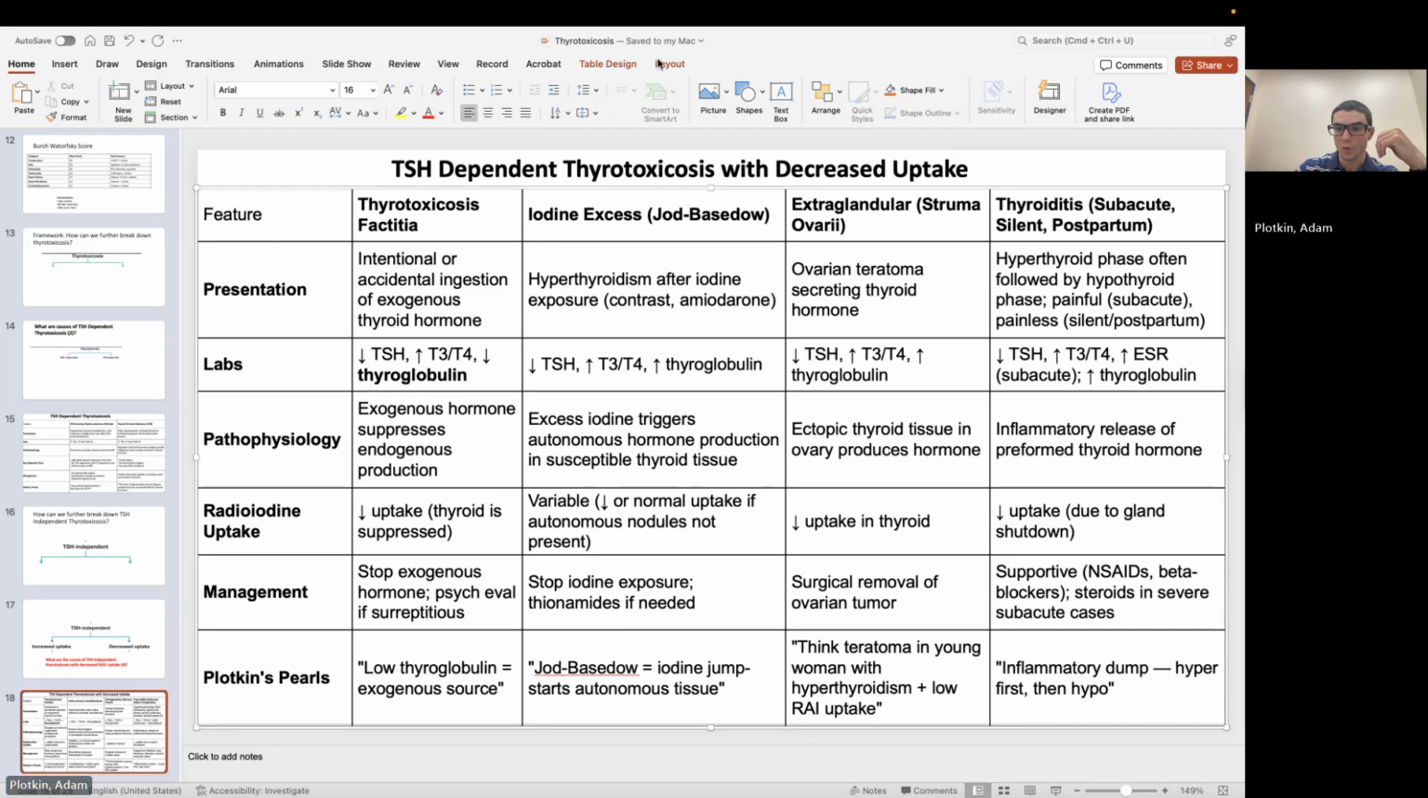All right. We can think about extraglandular. Extraglandular is classically going to be the struma ovarii. So this is an ovarian teratoma that secretes thyroid hormone. So we have an increased T3, T4, a decreased TSH, and an increased thyroglobulin. T3, T4 increased, decreased TSH, increased thyroglobulin again. So we have ectopic thyroid tissue in the ovary that's producing the hormone.